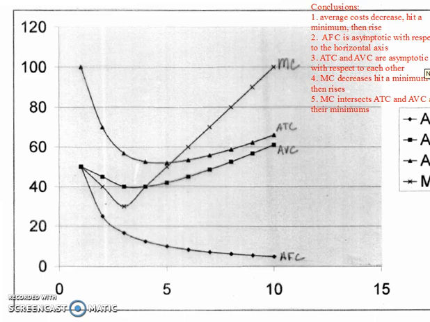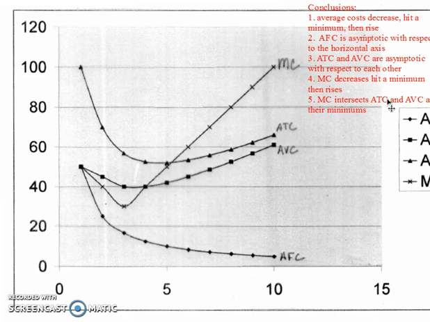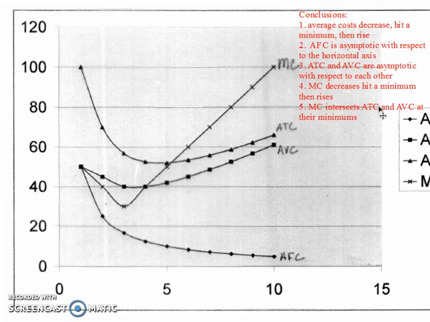I have the general pattern up here, and let me just move this over a little bit. There we go. Let's talk about this general pattern. Here are five general conclusions that we can make about what these cost curves usually look like. The first thing we can say is average costs are going to tend to decrease, hit a minimum, and then rise. That's not quite true the way I said that. I really should say this.